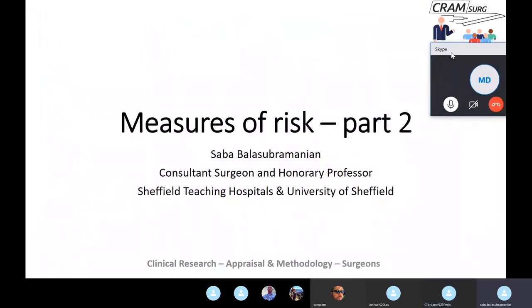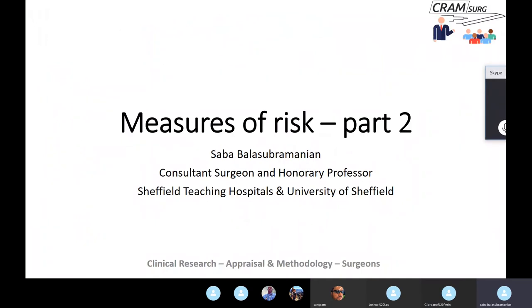So we talked about some measures of risk in the last tutorial, and we focused on odds ratios and relative risk. So we will revisit those concepts very briefly and then move on to some other measures of risk for the rest of the tutorial.